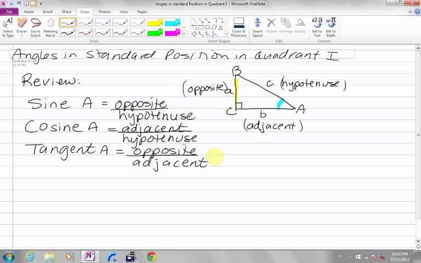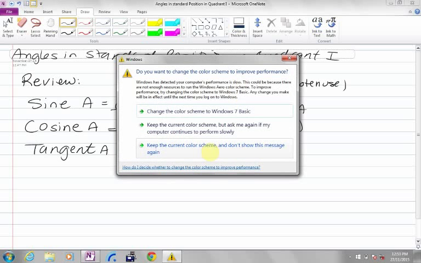So we're going to shift our thinking from the ratios being the ratios of sides to look at how they relate to each other as a point in the coordinate plane. So that's the shift that we're going to make in our trig this year. It sounds complicated, but it really isn't.